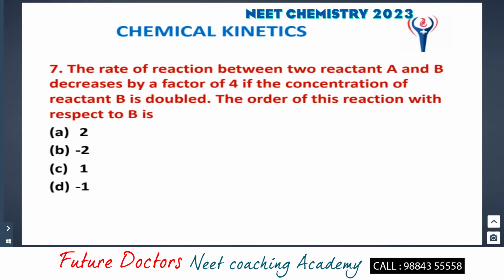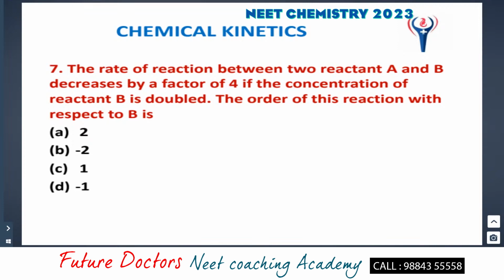Okay. So the rate of reaction between two reactants A and B decreased by a factor. Decreased by a factor means the rate value is given. The concentration of reactant B is doubled. The order of reaction with respect to B we have to find out. So usually we should write in this type of sums, you should frame two equations. What are the two equations?